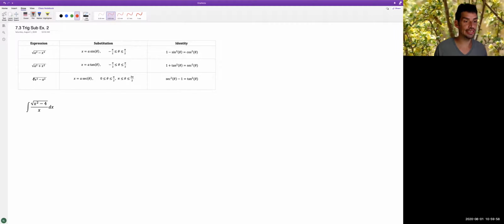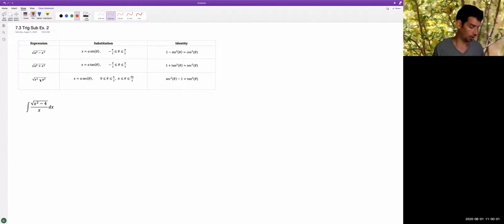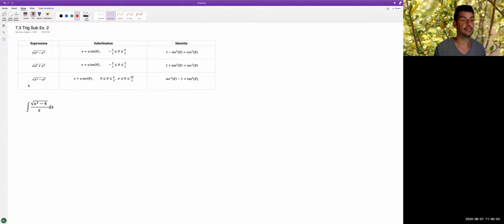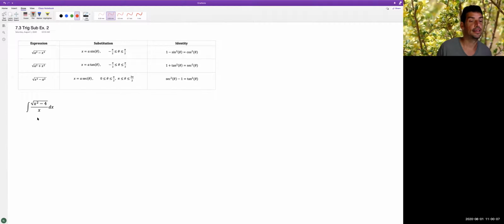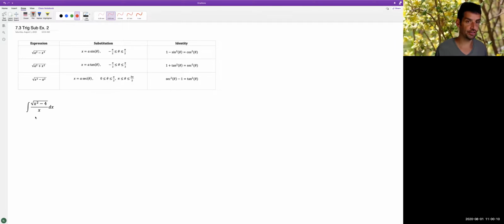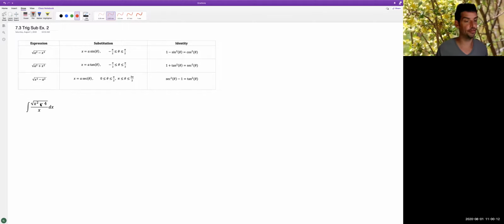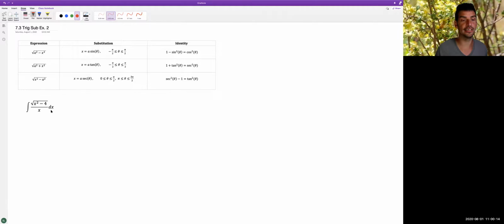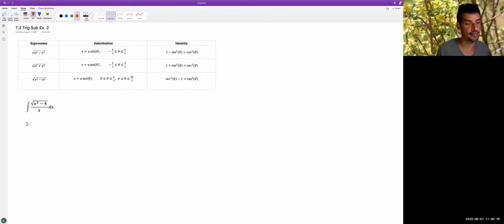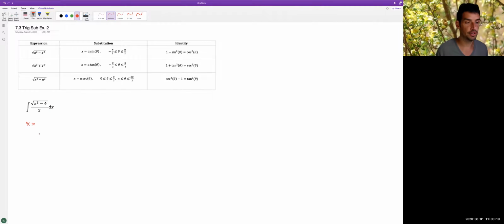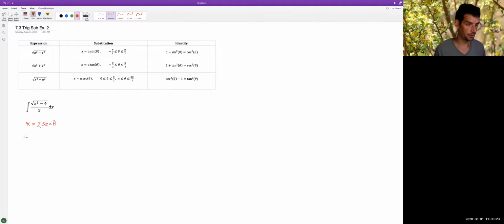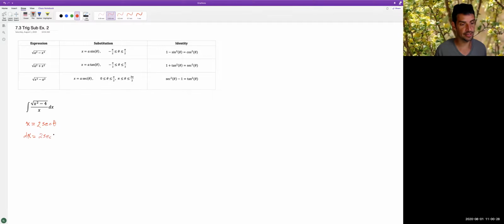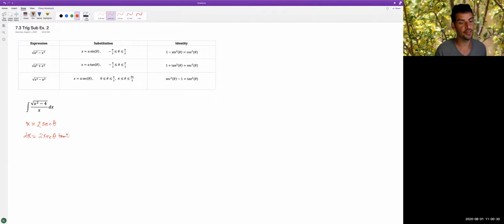And so this one looks like our third form here, because we've got this x squared minus 4, or x squared minus 2 squared. So this suggests that we try the substitution x equals a secant theta. In this case, a is 2, so we'll try x is equal to 2 secant theta, which gives us that dx is going to be equal to 2 secant theta tangent theta.